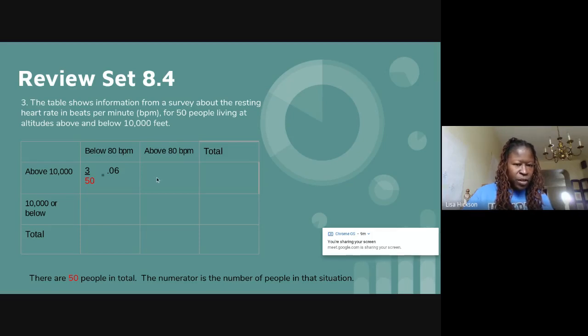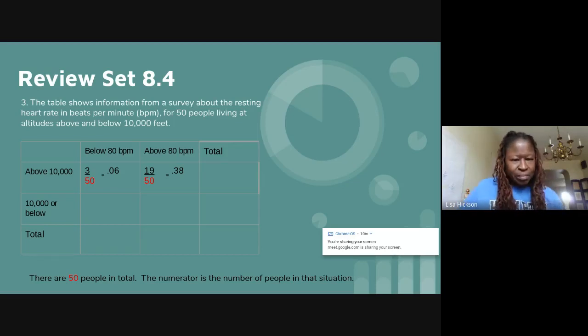All right, so we're moving over. Same thought process. So the people whose heart rate is above 80 beats per minute, but they too live above 10,000 feet. Well, they told us there were 19 of them. So again, 19 out of the 50 people. So that's like 38%. Yes, that's better.